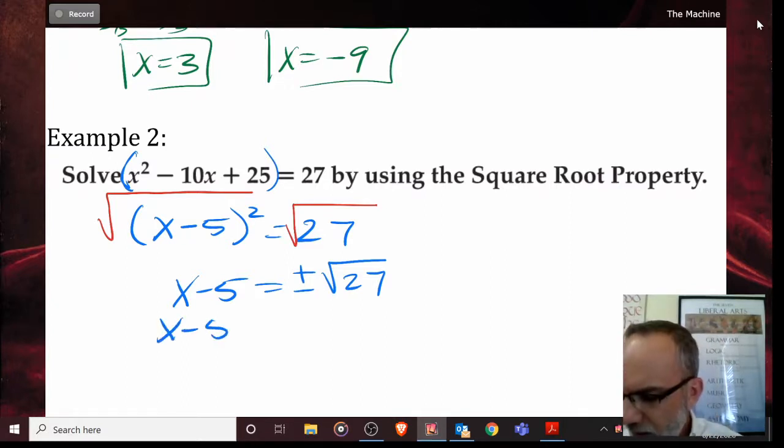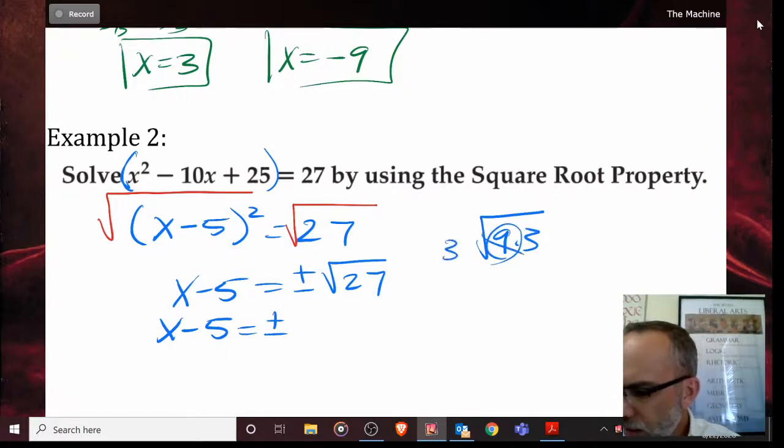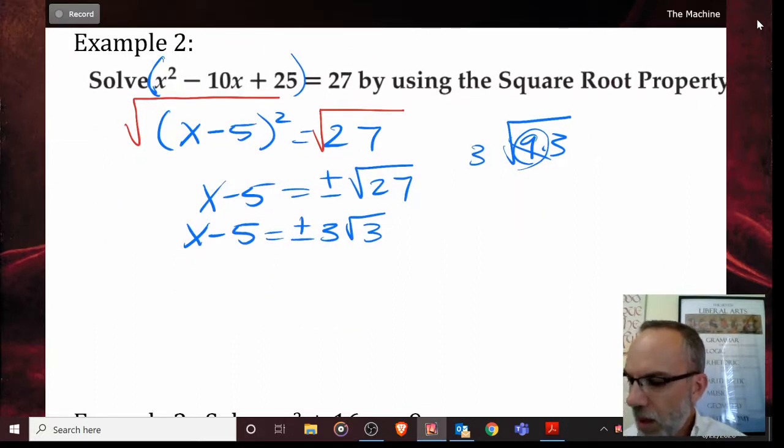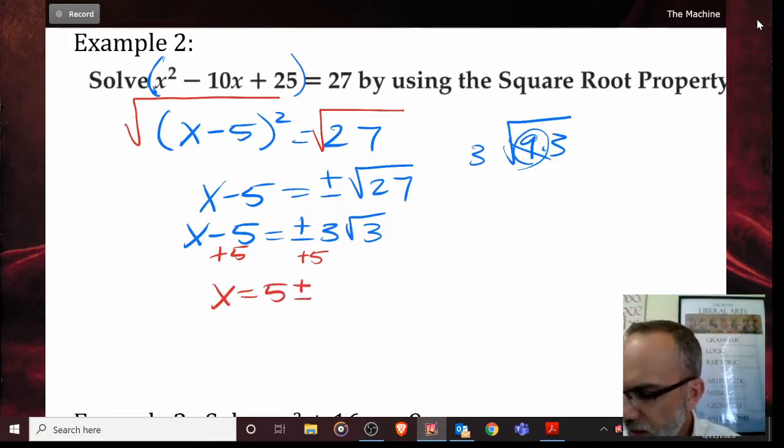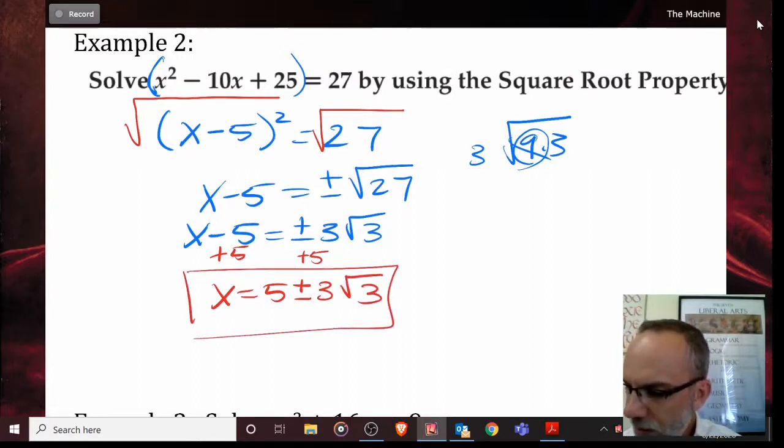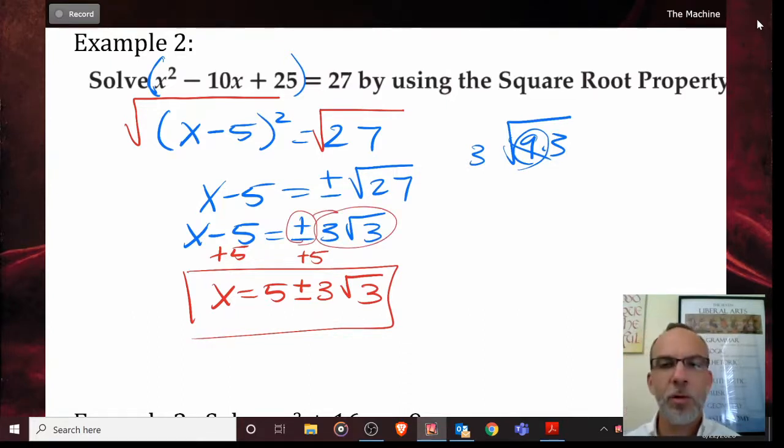So x minus 5 is equal to positive and negative. Isn't root 27 root 9 times 3? Doesn't 9 come out as a 3? So this is plus and minus 3 root 3. Now, the last step is for me to add 5 to both sides. Now, what I could get here is x is equal to 5 plus and minus 3 root 3. That's an acceptable answer. You have to realize, though, that the plus and minus goes with this group right there. It does not go with the 5.